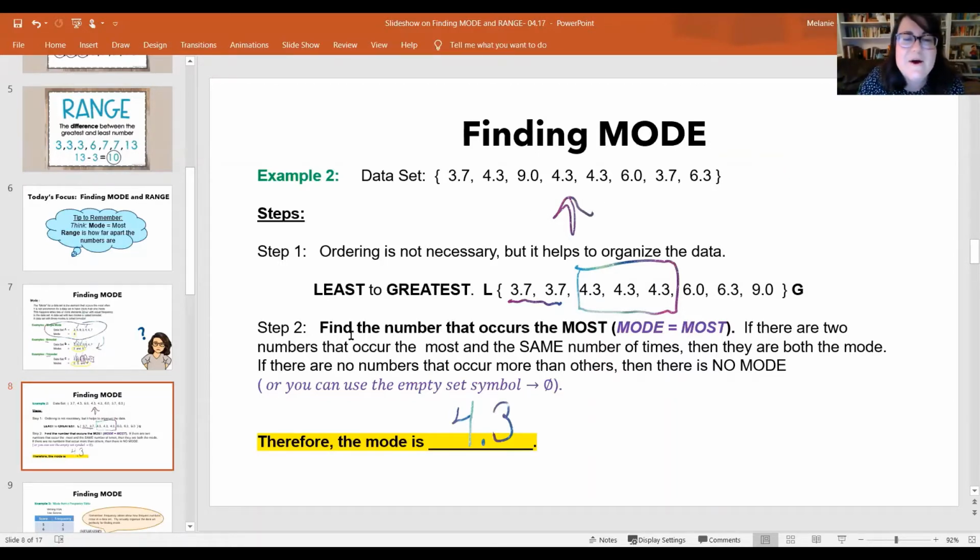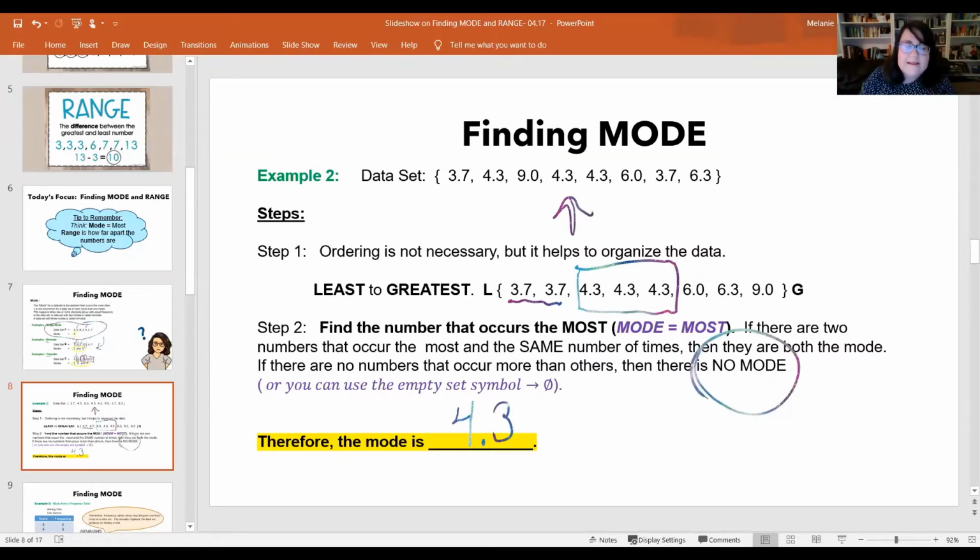Okay, so let's look right here. You're going to find the number that occurs the most. We easily did that. Mode equals most. If there are two numbers that occur the most and the same number of times, then they're both the mode, or three of them are the mode, whatever it needs to be. But here's the kicker. If there are no numbers that occur more than others, there can be no mode.